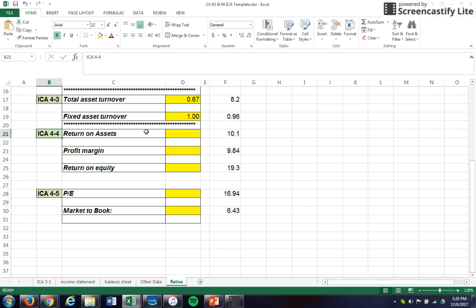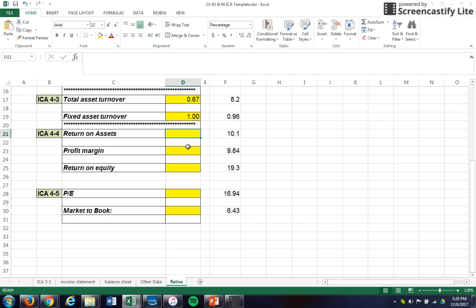So we're going to start with this first one. We're going to look at return on assets. And the return on assets basically measures the return on invested capital in both short-term and long-term assets, in both current and fixed assets that we've looked at already on the balance sheet. Now notice, return on assets takes into account two things.